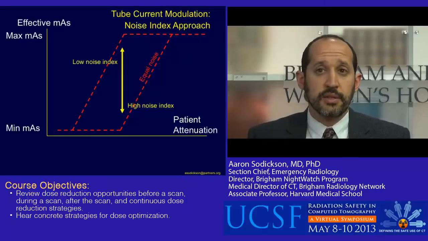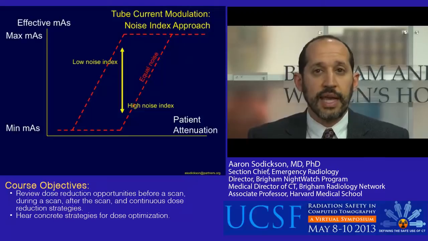We can adjust these curves with the noise index. On the right, you have a high noise index scan where we are permitting more noise in our images. This means lower dose technique to the patient. Whereas towards the top, we've used a low noise index where we've told the scanner we want images with less noise, and as a consequence, we're giving higher radiation exposure to the patient.